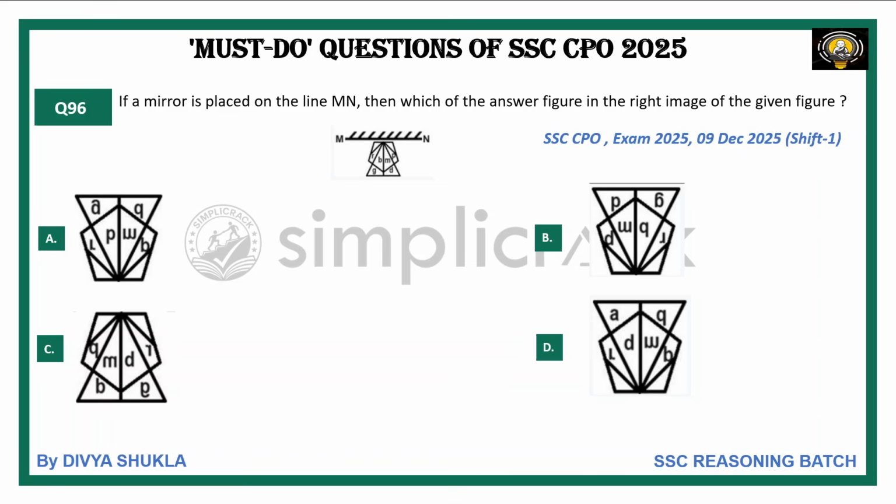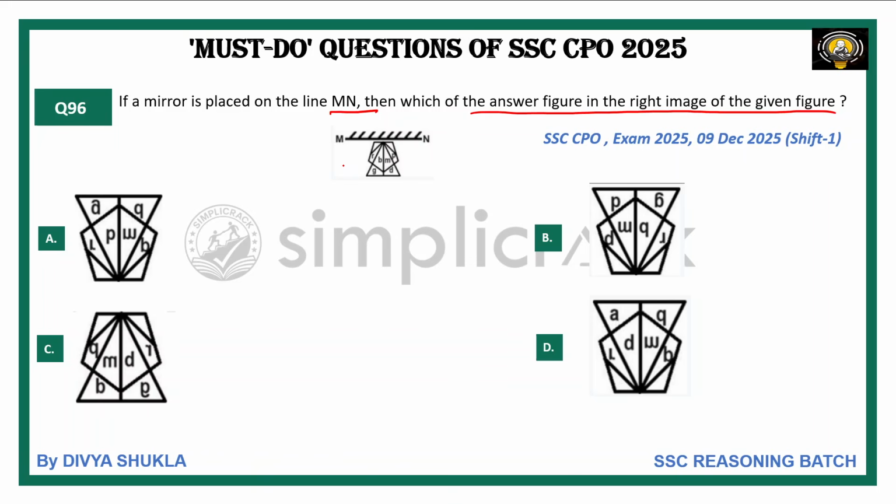Now we have a question of mirror image. Now, if a mirror is placed on the line MN, which of the following answer figures is the right image of the given figure?